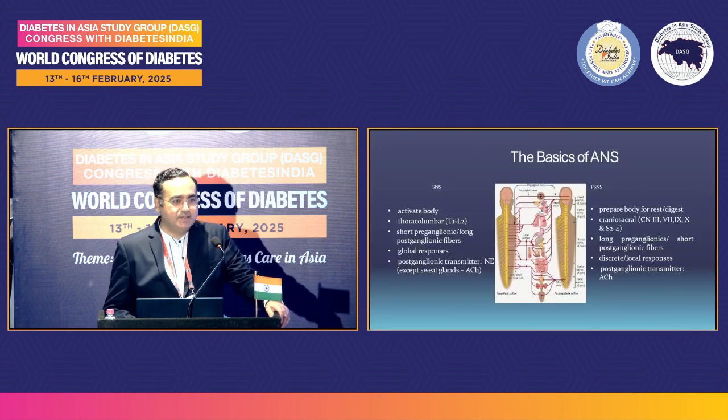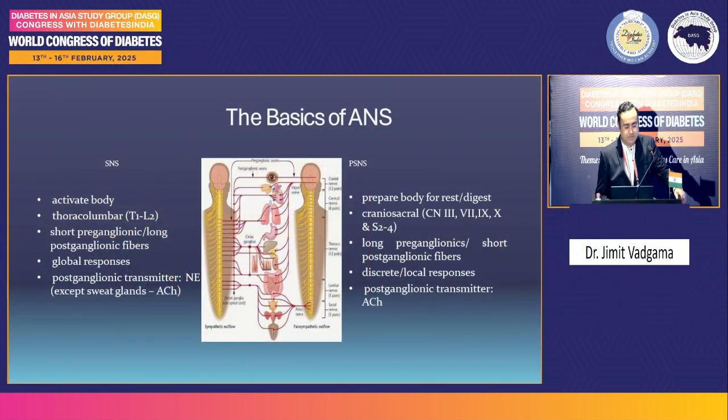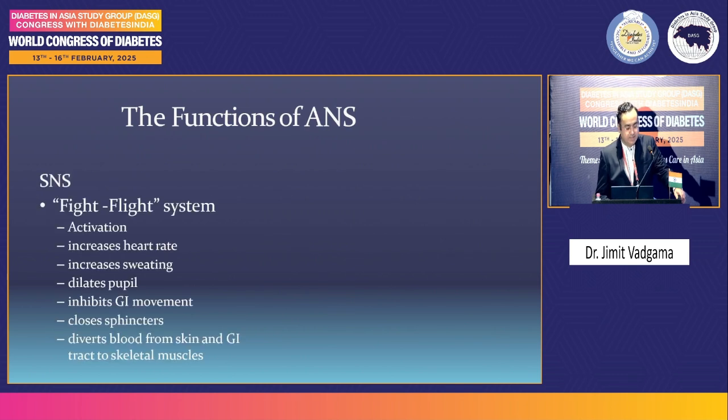Basics, I will be skipping. The autonomic nervous system in our body has two parts, sympathetic and parasympathetic. In simple words, the sympathetic nervous system activates our body, whereas the parasympathetic prepares our body for rest and digest. Functions-wise, we know the sympathetic system is for fight or flight. It increases the heart rate, increases sweating, dilates the pupil, inhibits GI movements, closes all the sphincters, and diverts blood from non-essential organs to the essential organs.